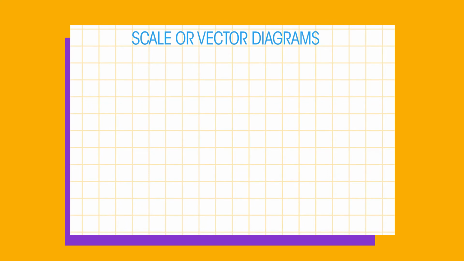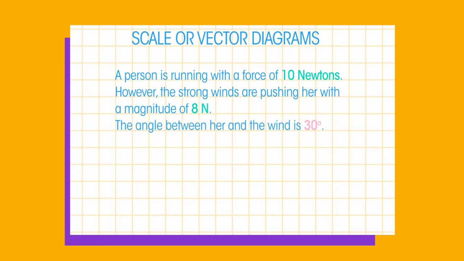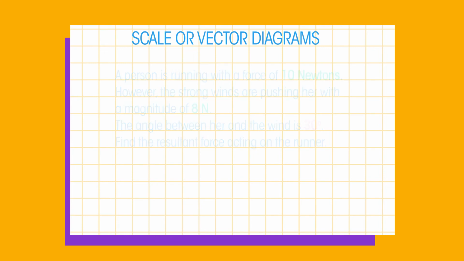Here's an example. A person is running with a force of 10 newtons. However, the strong winds are pushing her with a magnitude of 8 newtons. The angle between her and the wind is 30 degrees. Find the resultant force acting on the runner. Step 1. Decide on sensible units. 1 centimeter equals 1 newton.